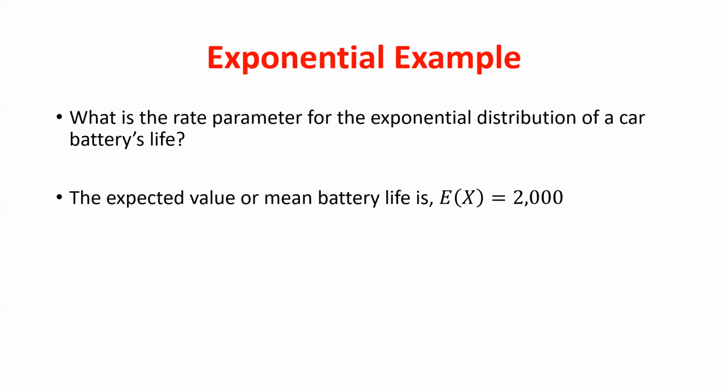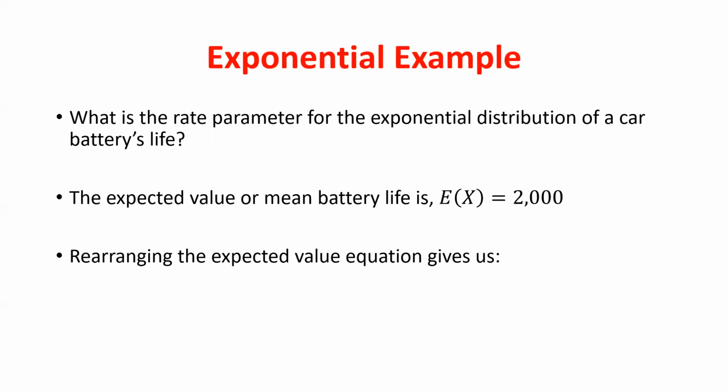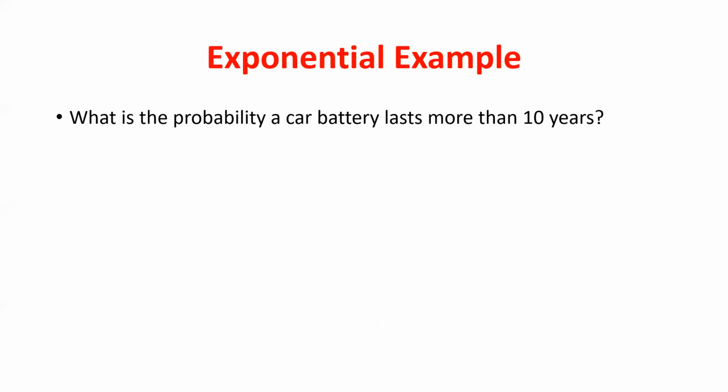At this point, it's just a matter of using the probability density function, plugging in that lambda, and finding the probability that I see this battery last longer or less than a certain number of days. So what's the probability it lasts more than 10 years? Well, 10 years, if I have this average life in days, is 10 times 365, so 3,650.